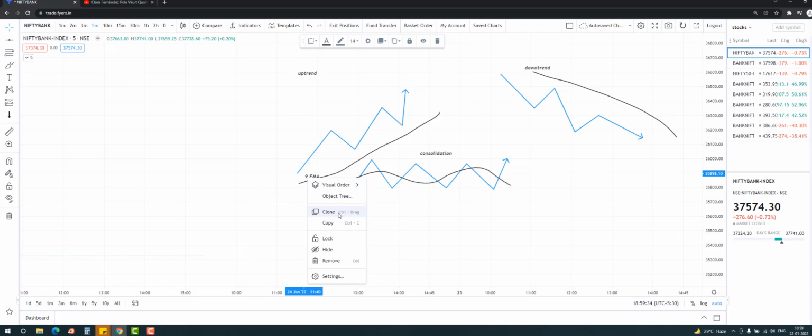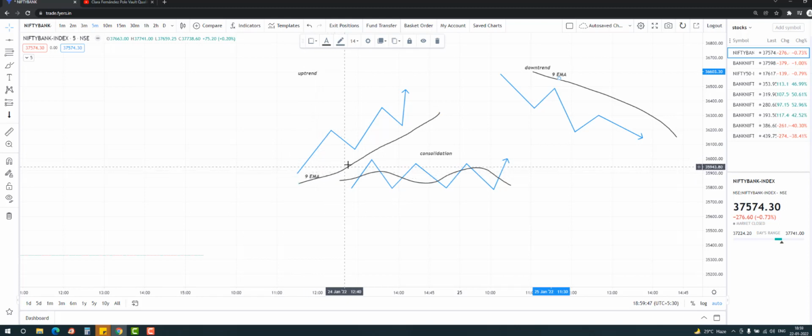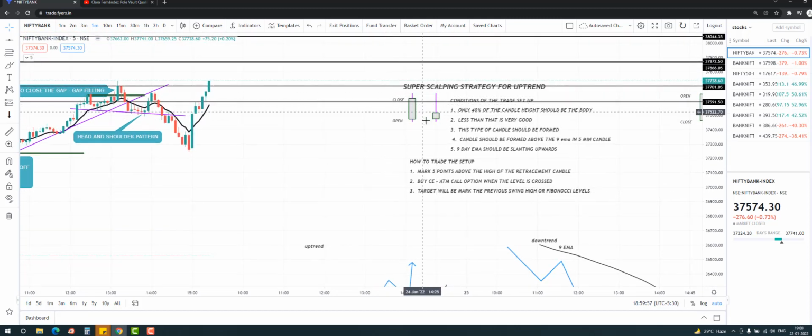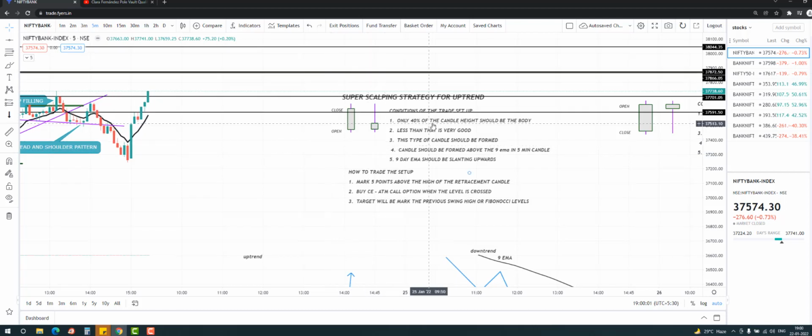I'm going to copy this and put this here. This is a 9-period moving average. Your candlestick should be trading above the 9-period moving average, and the second point is the 9-period moving average should be slanting upwards, which means the second point is also confirmed. And try to locate the candlestick which looks exactly this kind. This shows a better entry for you.